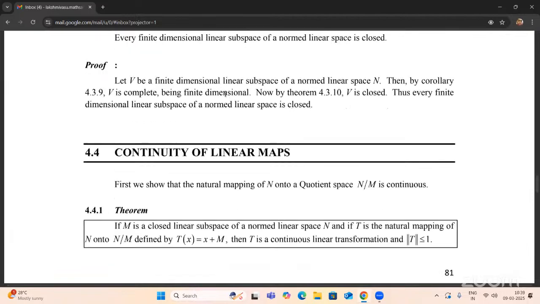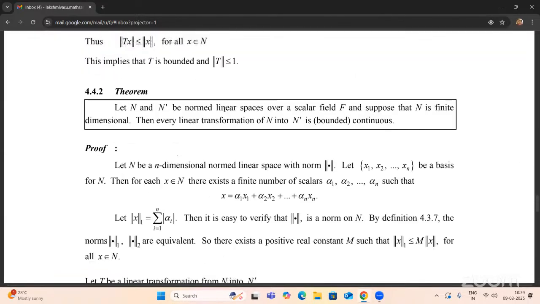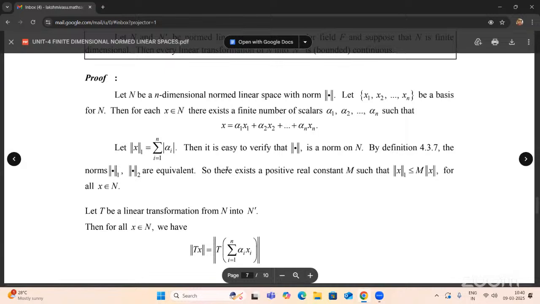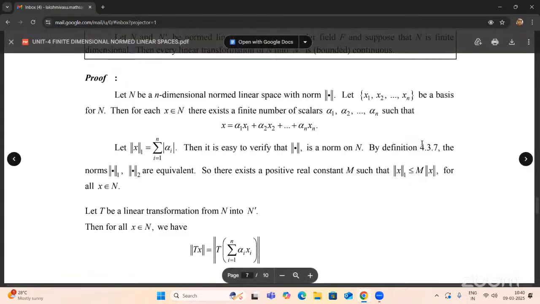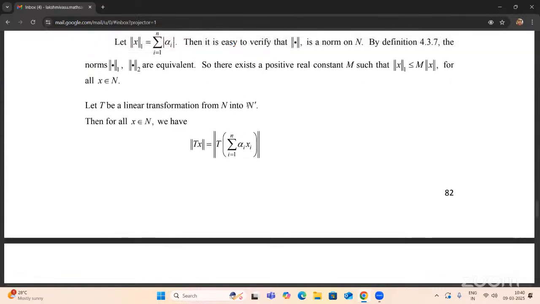And according to this, continuity of linear maps. Now you just have to see here that a linear transformation is continuous. That's why you are taking any two norms to be equivalent. There is a positive real constant, capital M, such that norm x at 1 is less than or equal to M into norm x for all x belonging to capital N. Let T be a linear transformation from N into N dash.